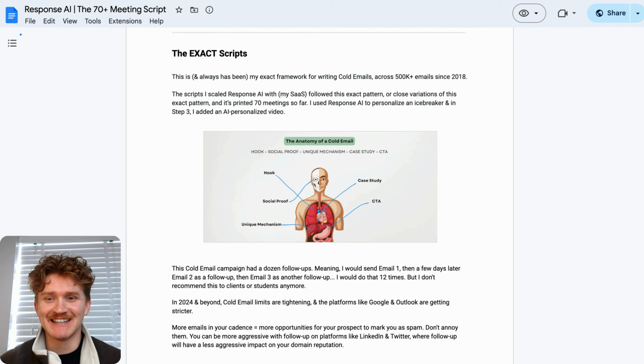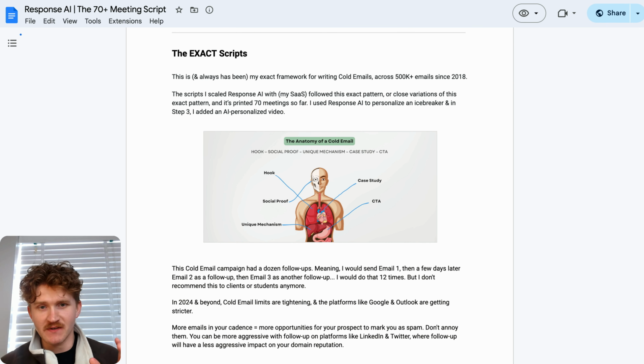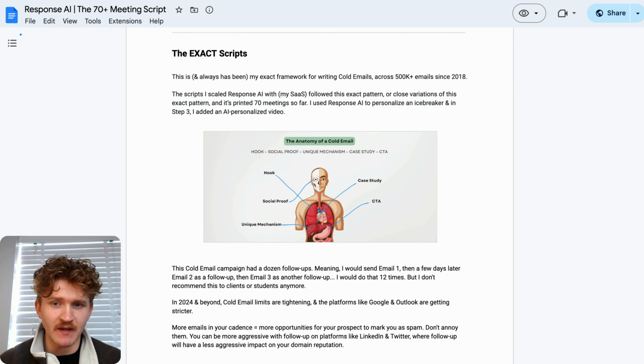So I said I was going to dive straight into the script. So here it is. The exact script that scaled us to 200 clients and then obviously got us 70 to 100 meetings every single month. So basically, the scripts that I scaled Response AI with, which is my software, they follow this exact pattern every single time, or at least close variations.